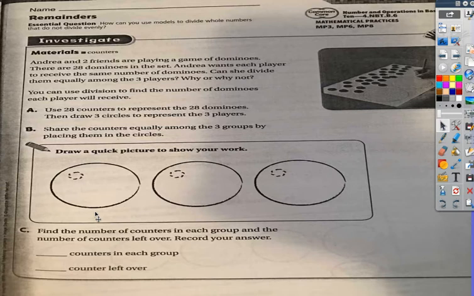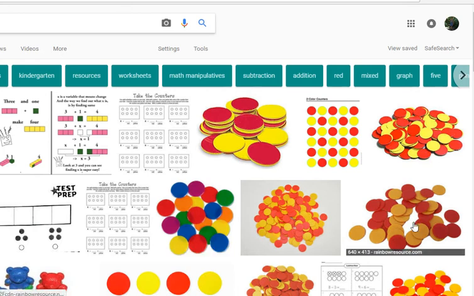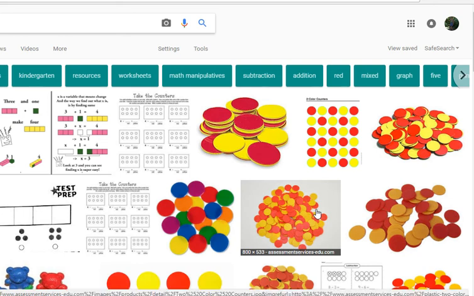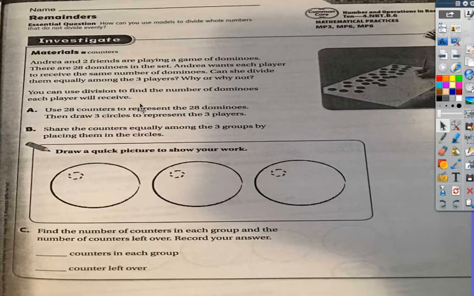Okay, so in the material it says to get out some counters. So that would be something like this here, or here, or any of these things, or you could just use the little base 10 blocks, those yellow ones that we have in the classroom. So you can use any of those to help you with this. Alright, we're gonna get started.